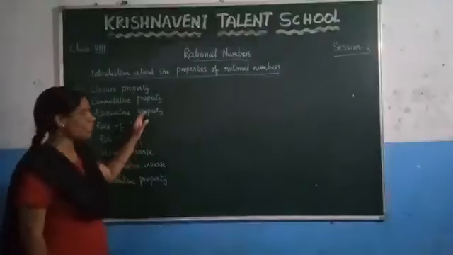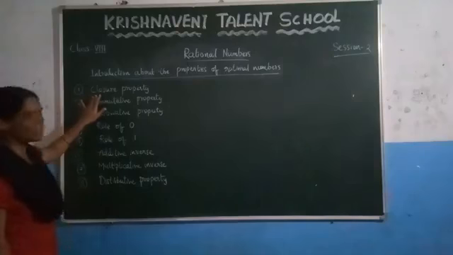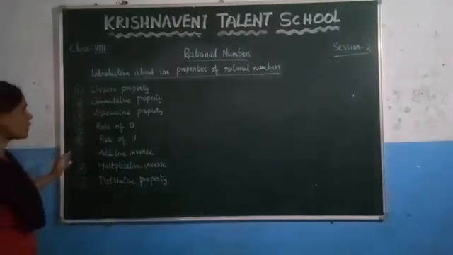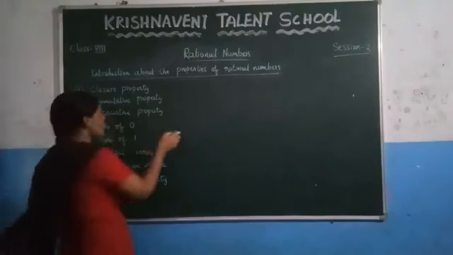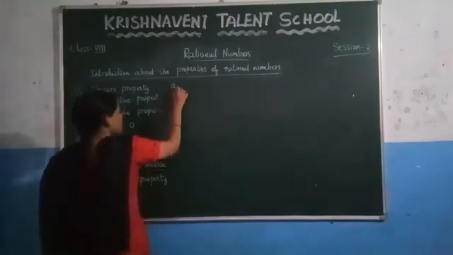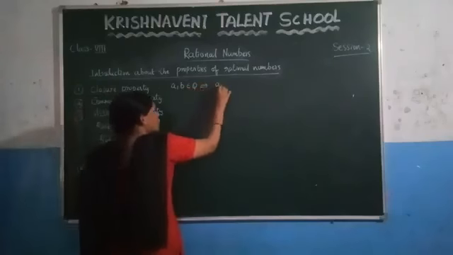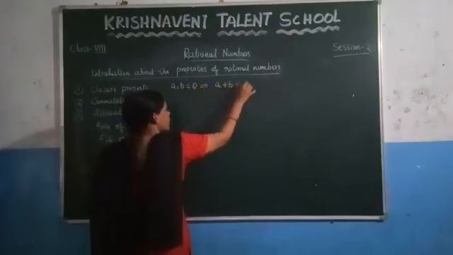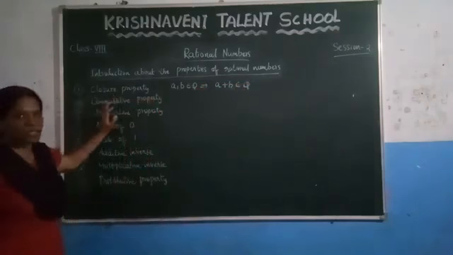In the previous class, we already discussed a few properties of the rational numbers. Let us have a brief recap about those properties. Here, the first property is the closure property. What the closure property says is, if you consider any two rational numbers and add them, the result is also a rational number. That property we call the closure property.